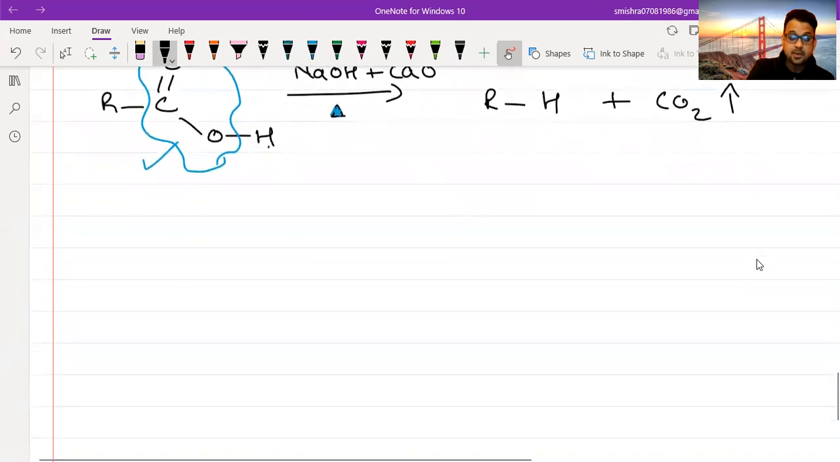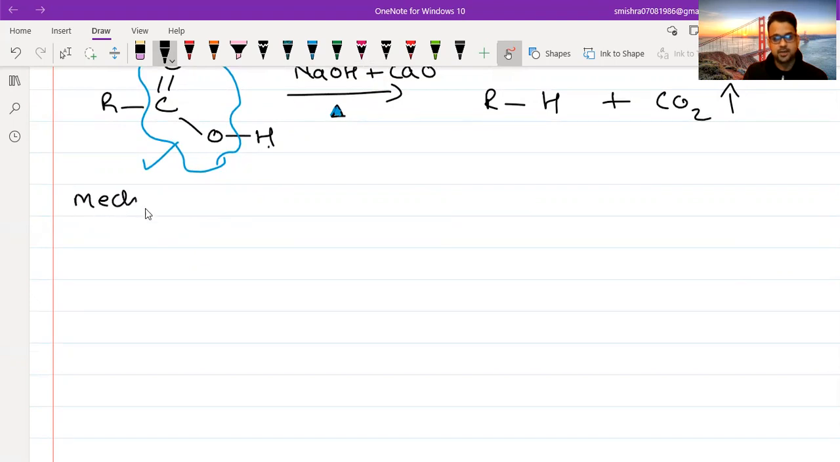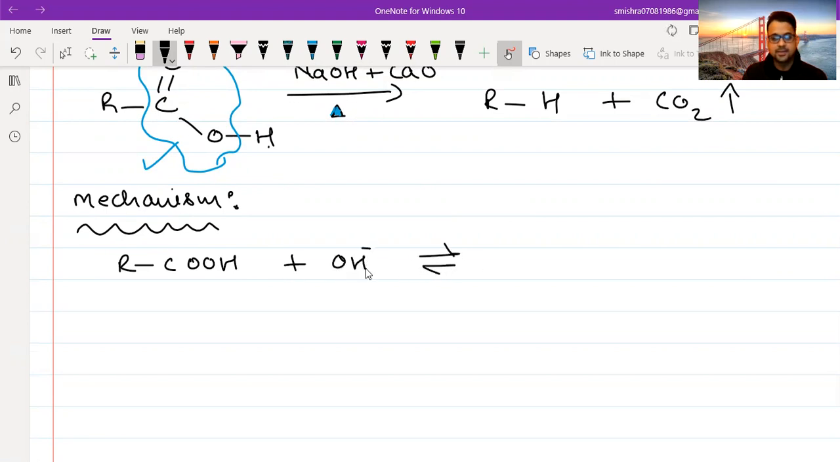Okay? Now let's come to the mechanism of this reaction. What is the mechanism of this reaction? And then we will study the features very quickly. In the mechanism, what happens? You have taken an acid, RCOOH, and you have taken a base. So the first step is an acid-base reaction. This acid loses its H plus. It forms RCOO minus plus H2O. This is the first step of the reaction. This is an acid-base reaction.